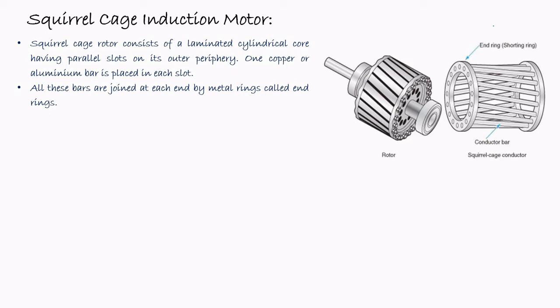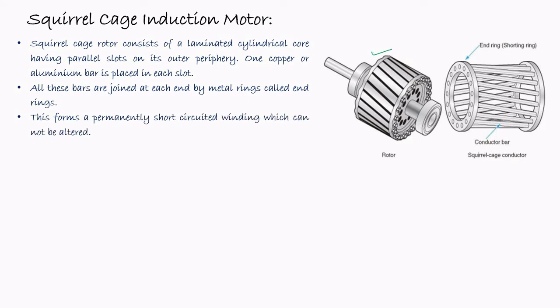So if we see this figure, this is a hollow cylinder where a number of slots are present, and the copper or the aluminum bars are placed within these slots, and then the conductors are short circuited by using the end rings. So this is the structure of the rotor, and after placing the conductors and short circuiting the rotor by using the end rings, the rotor will look like this. So this is the structure of the squirrel cage induction motor with the conductors.